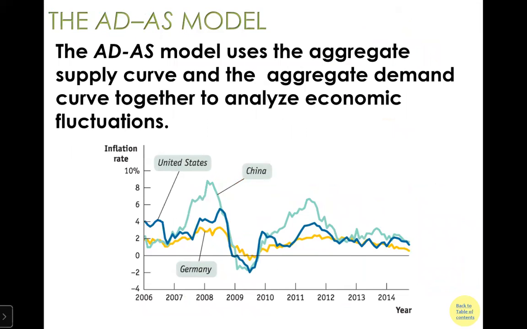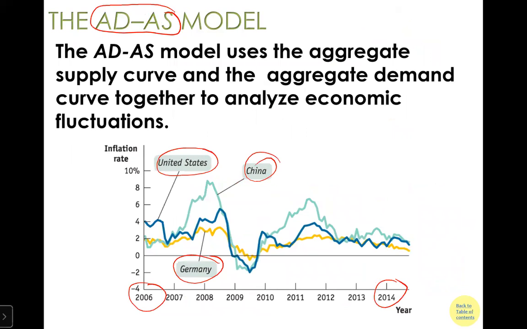Right, so now we are ready to look at the aggregate demand and aggregate supply model. This is a model to look at fluctuation in the economy. Here we have three countries: United States, China, and Germany, from 2006 to 2014. You can see these economies are fluctuating, and this is inflation. So now we are going to rely on the aggregate demand curve to understand the fluctuation in price and also fluctuation in output.